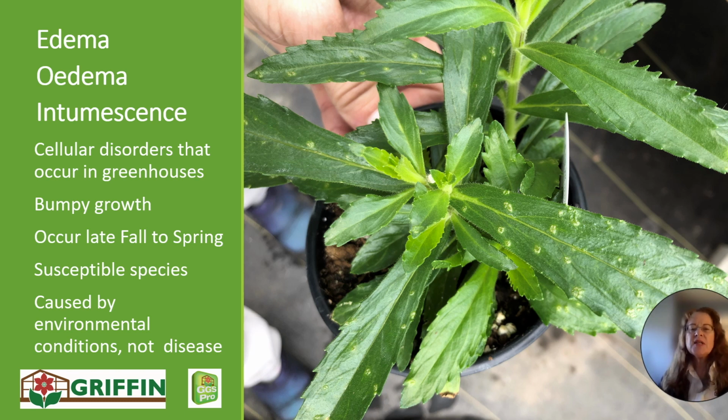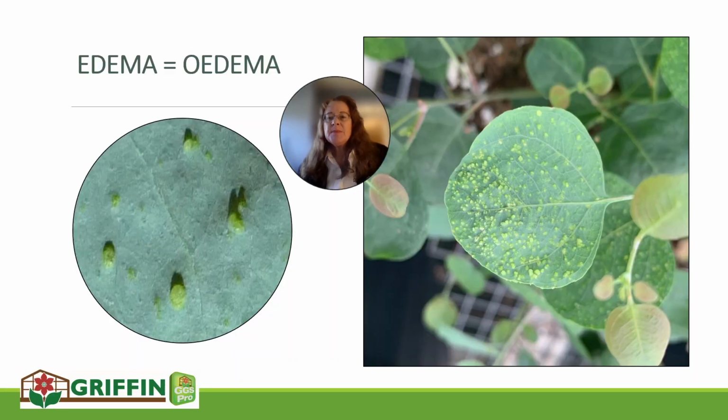It typically occurs late fall into early to mid-spring, and certain species of plants, certain cultivars, certain genera are more susceptible to this occurring. And these disorders are caused by environmental conditions and not by disease. But there are similarities between edema and intumescence. Edema is edema no matter how it's spelled. The short spelling with an E is now the most common, but in the old literature it's usually spelled with an O.